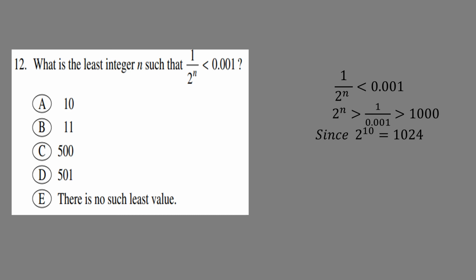Let us choose the value 10. If I am taking 2 raised to 10, 2 raised to 10 is 1024. So I have to get values greater than 10. So I can have 10, 11, 500, 501, and hence the answers are A, B, C, and D.